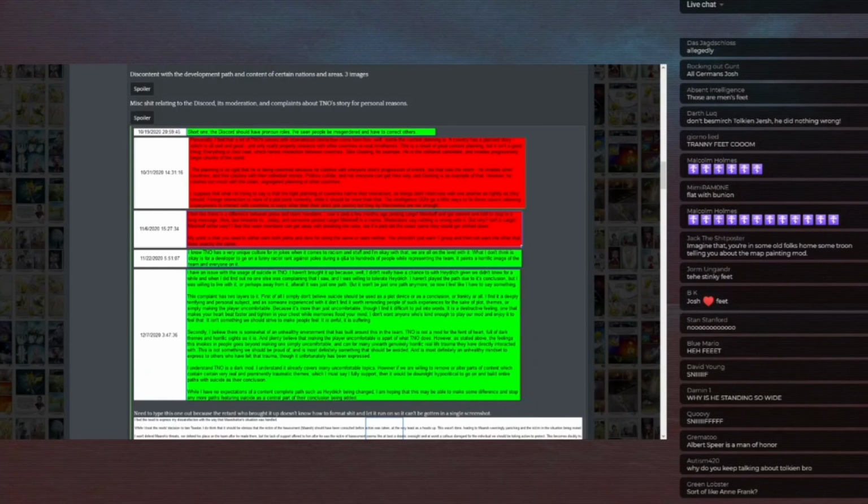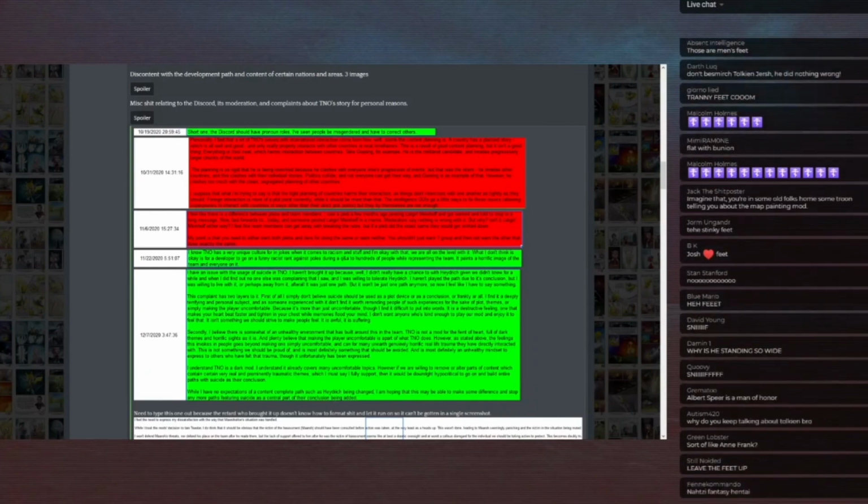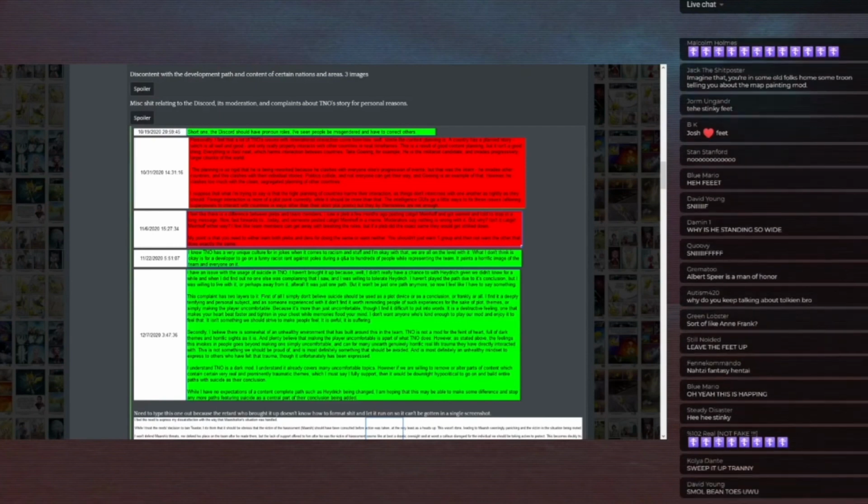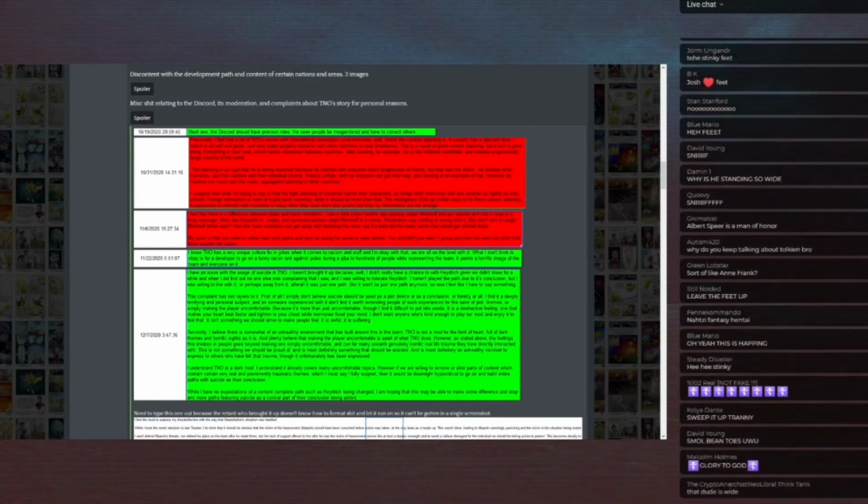"Short one, the Discord should have pronoun roles. I've seen people be misgendered and have to correct others." Thanks for that contribution.